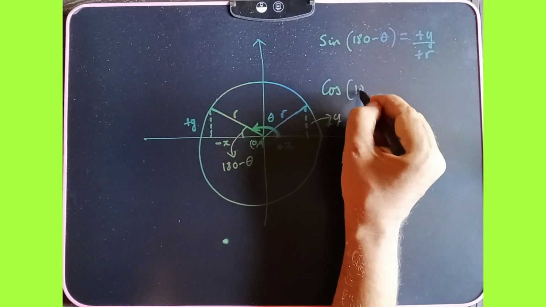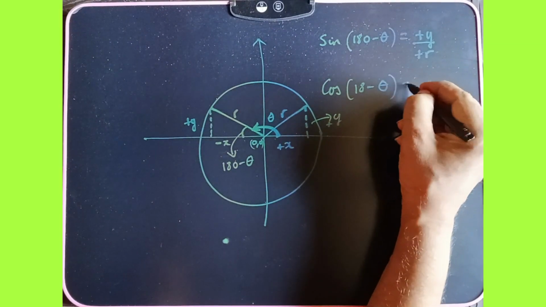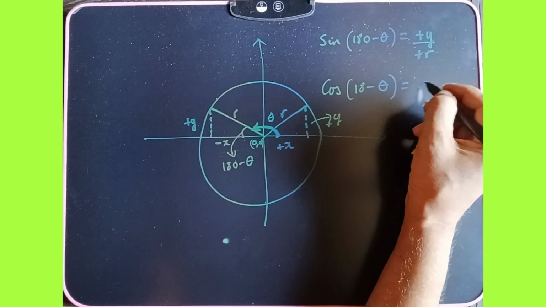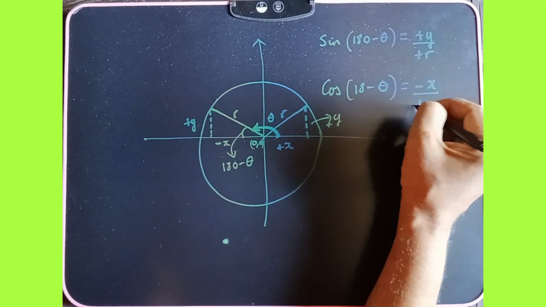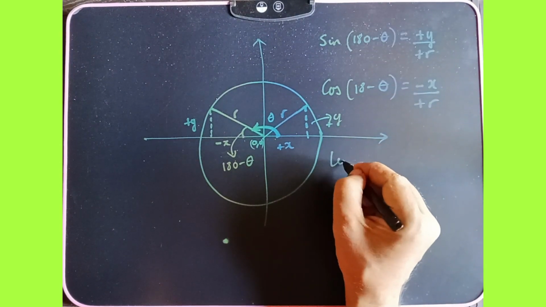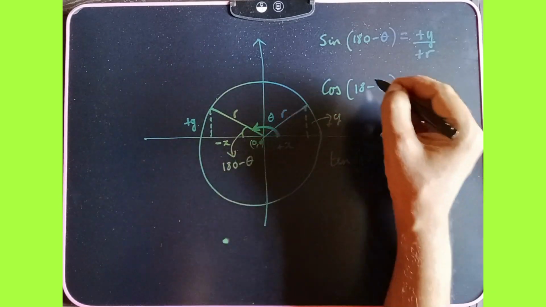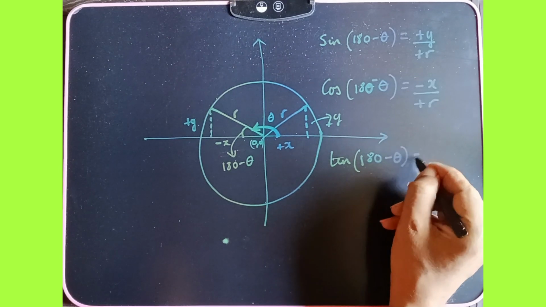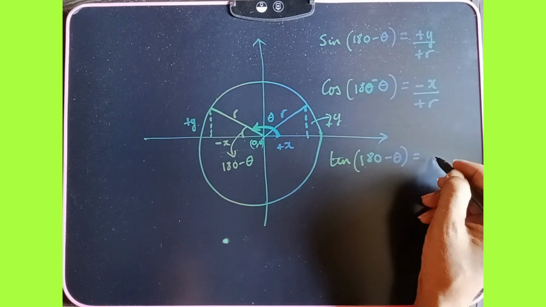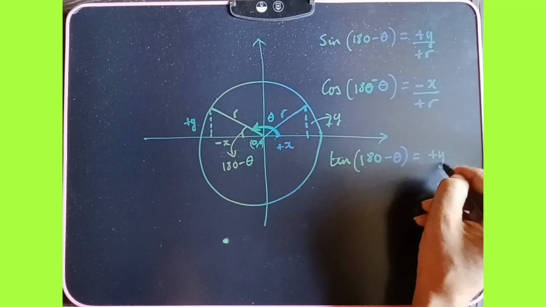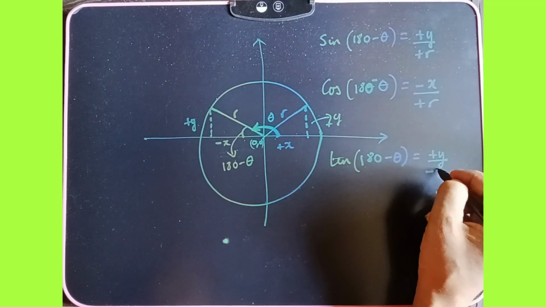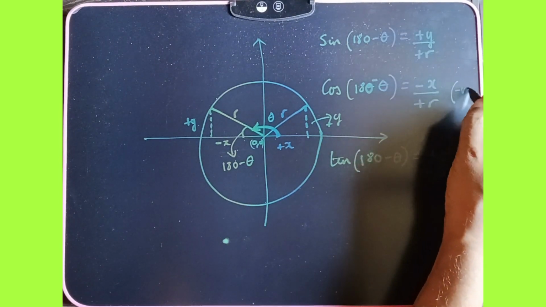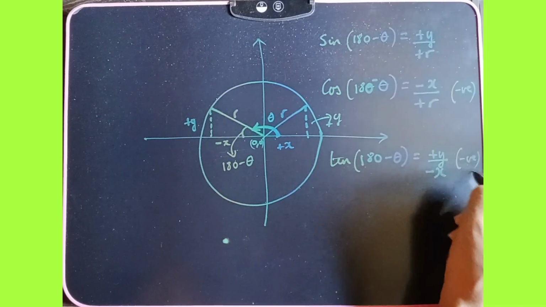Cos of 180 minus theta is going to be minus x divided by plus r, and tan of 180 minus theta is going to be equal to opposite side plus y divided by minus x. So here if you see, cos has taken the negative sign and tan has taken negative sign as well.